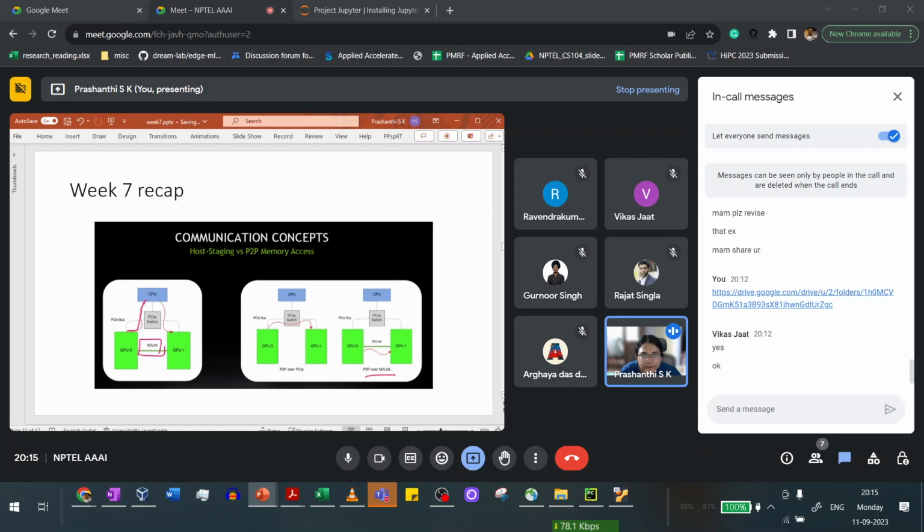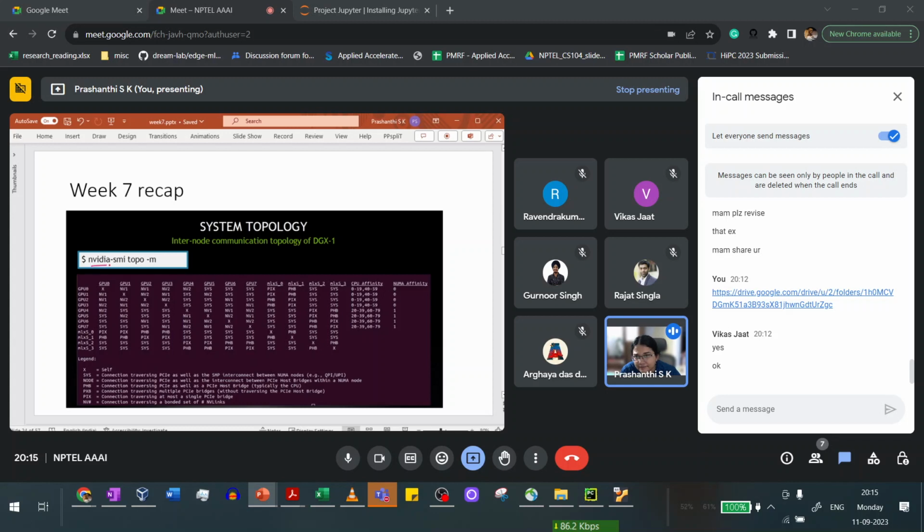So peer-to-peer over NVLink looks like this. It just goes like this. P2P over PCIe looks like this, right? And here you can notice that there is no CPU involvement. So those are all the different ways. So you see basically how some of these things can affect your data transfer time.